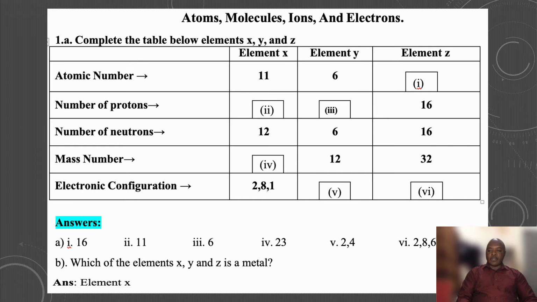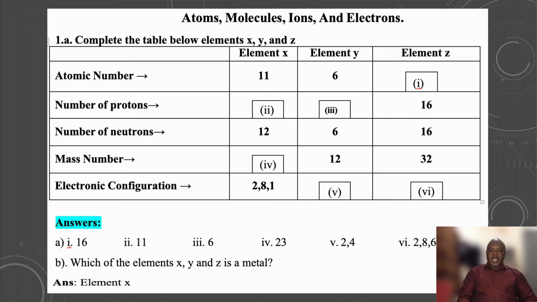For the purpose of revision, you should remember that the last electron, the outermost electron or the valence electron, indicates the group number of that element. For this purpose, element X that has only one valence electron belongs to group 1 of the periodic table. Element Y that has 4 valence electrons belongs to group 14 or group 4 of the periodic table. And element Z that has 6 valence electrons belongs to group 6 or group 16 of the periodic table.